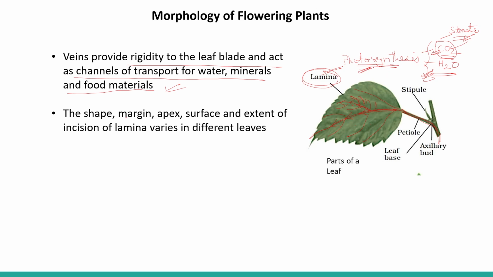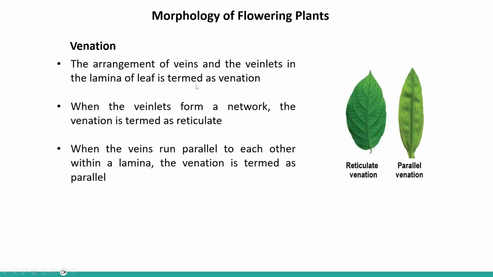Okay, the shape, margin, apex, surface, and the extent of the incision of lamina vary in different leaves. So you can see this part is different in leaves. Apex region is also different in different leaves. Margin is different. Surface, some surfaces are very smooth, some have spiny structure, some have rough structure. Okay, so surface is also different. Moving to the next slide.